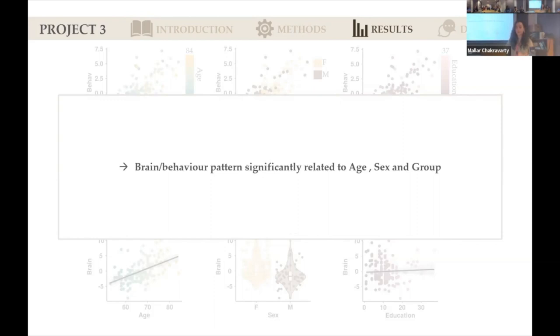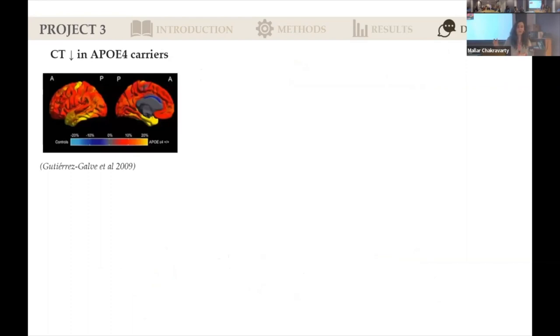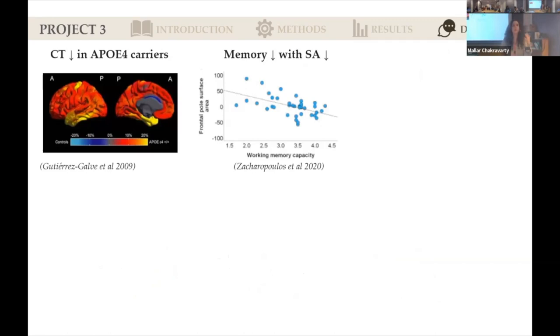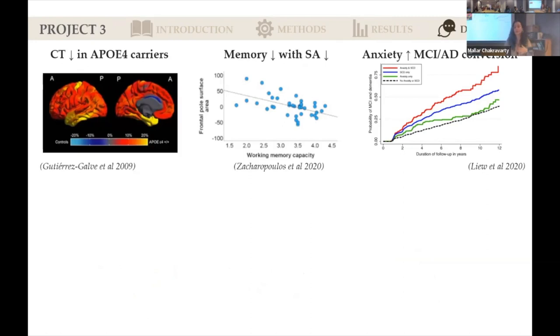And those results are pretty in line with previous findings, because it has been shown previously that cortical thickness throughout the brain is lower in APOE4 carriers than non-carriers. There is also evidence showing that the memory scores are related to surface area at the cortex level, and also that, for example, anxiety increases the probability of converting to MCI or to Alzheimer's disease.